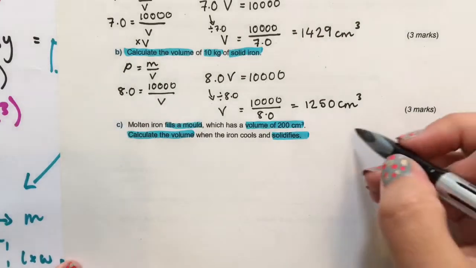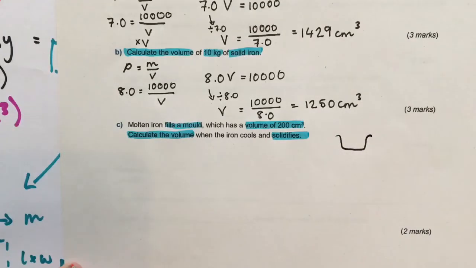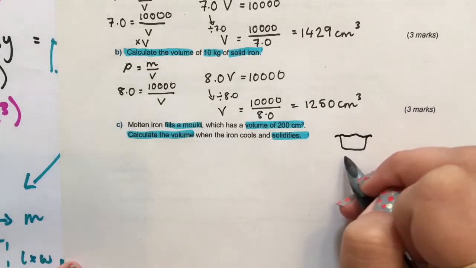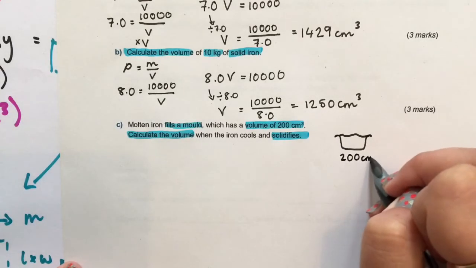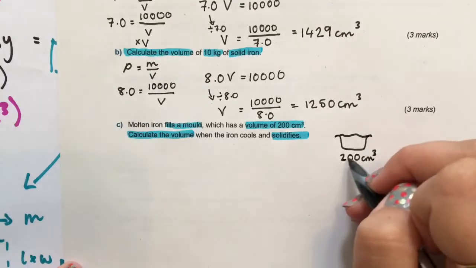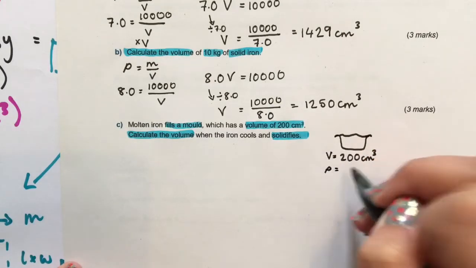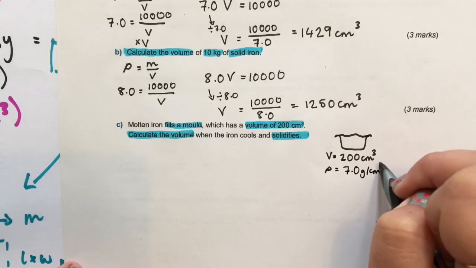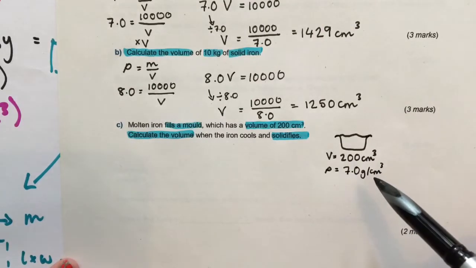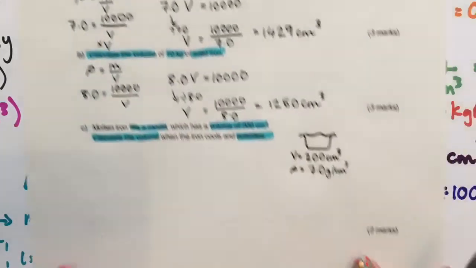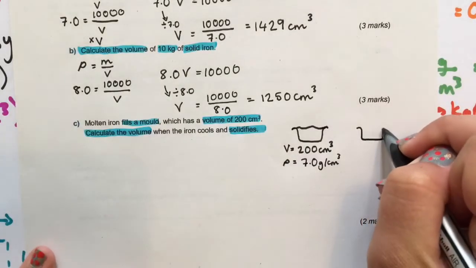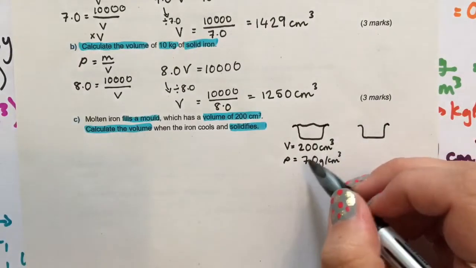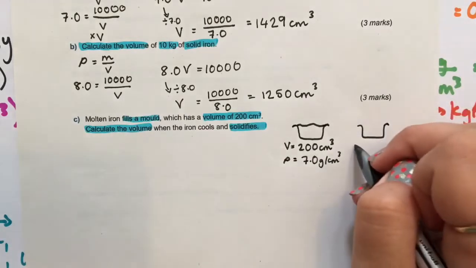Okay, so let's just think about this. We've got a mould, which we'll just draw like this, okay? And you're going to have molten iron. So the volume is going to be 200 centimetres cubed, and the density of molten iron is 7.0 grams per centimetre cubed, because we were given that up here. Okay. So then what's going to happen? The mass is going to be something, okay? Then the iron is going to cool and solidify.